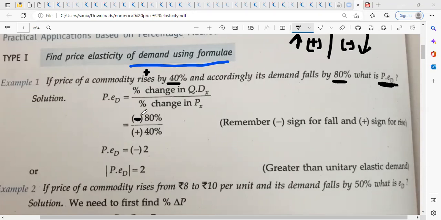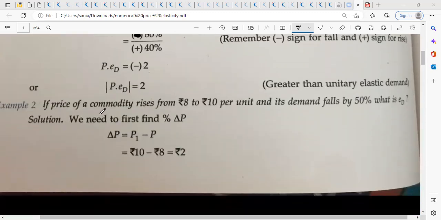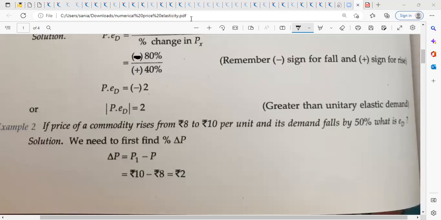Yes. So how will you find it? See, the price of a commodity rises from this to this. First write the question and then I'll explain to you. So new price minus old price. No, just write the question first, and then I'll explain the solution. Okay.